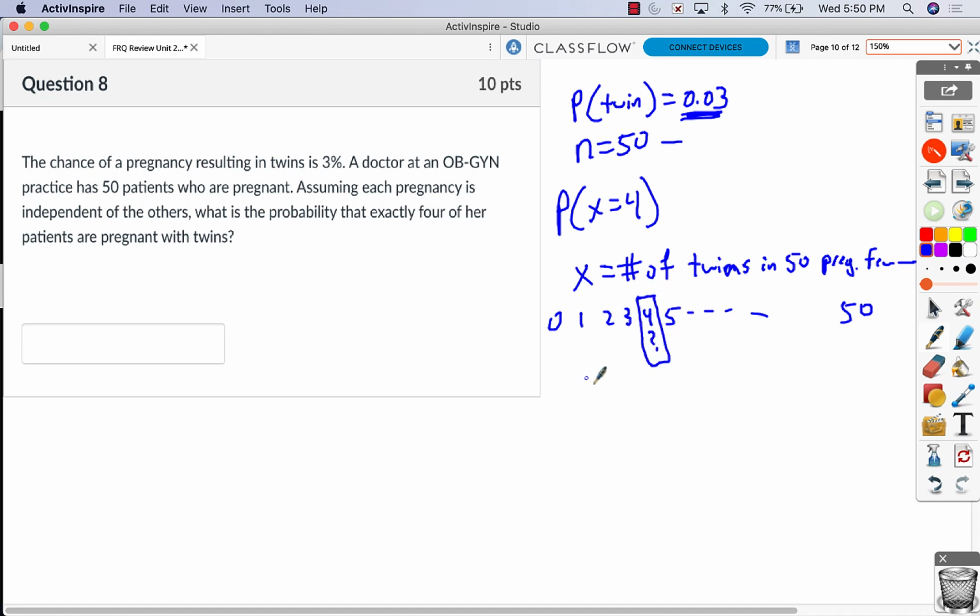So the way you do that is you have to say, okay, well, how many twins have to be pregnant? Well, 4 of them do. 4 have to have twins. So that's 0.03 to the 4. How many need to not have twins? 0.97 to the, how many are there? It'd be 46. Now you have to know how many ways this could happen. So that'd be there's 50 females that choose 4. So that's how you do it. This is it. It's a binomial.